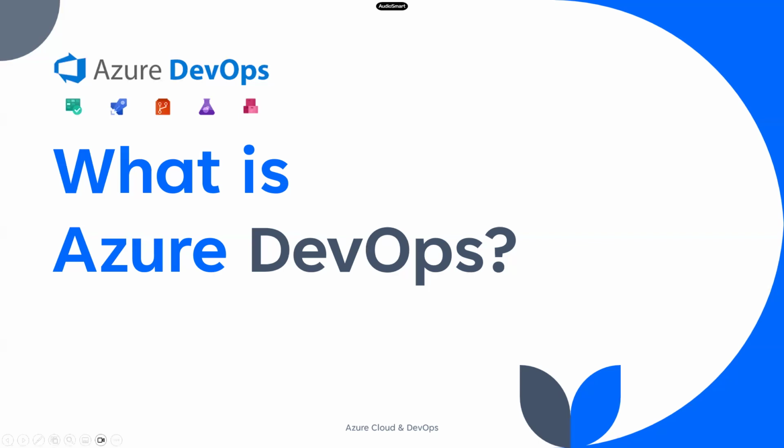We'll have two kinds of versions. One is Azure DevOps, and there is another version which works completely on-premises, which is Azure DevOps Server. So basically one is the cloud version and one is the on-premises version. We can call it like that.